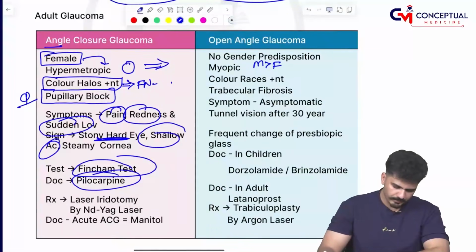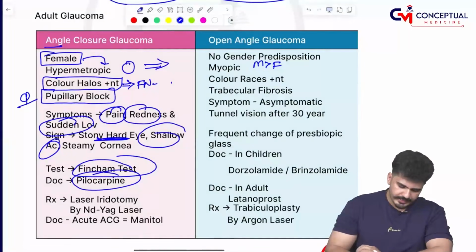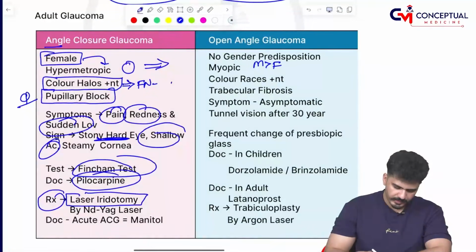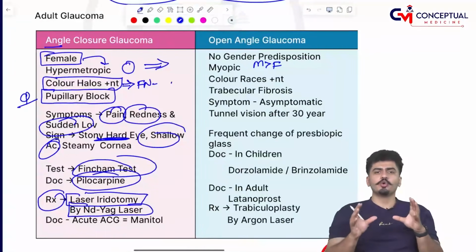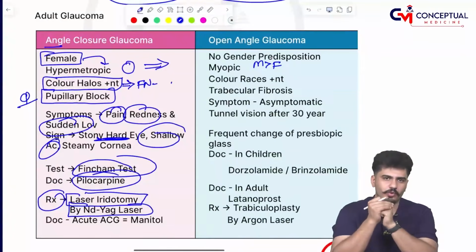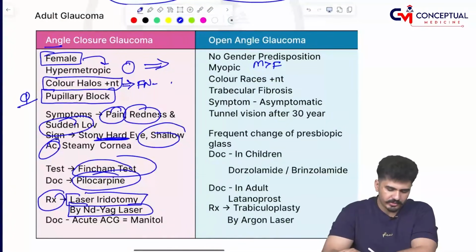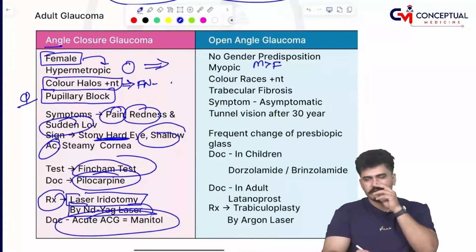Then sir, coming on to the surgical treatment, we are doing laser iridotomy with the help of Nd:YAG laser. And what if there is an acute attack in angle closure glaucoma? Then the drug of choice is going to be mannitol.